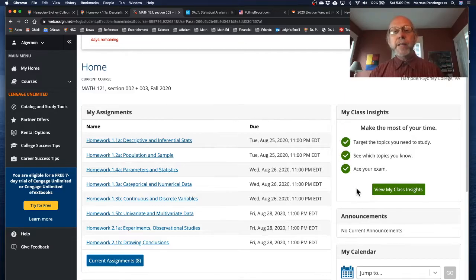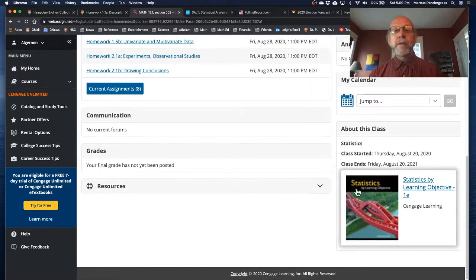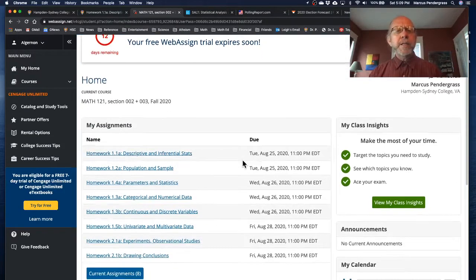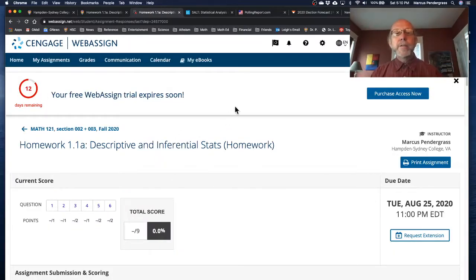There are other things that are useful. There's a calendar, announcements. Let me point out in particular in the lower right here, this is our ebook, and we'll be talking about that in another video shortly. But let's take a look at a WebAssign assignment and see what that's like. So I'm just going to pop open Homework 1.1a on descriptive and inferential statistics. So bang, and there it is.